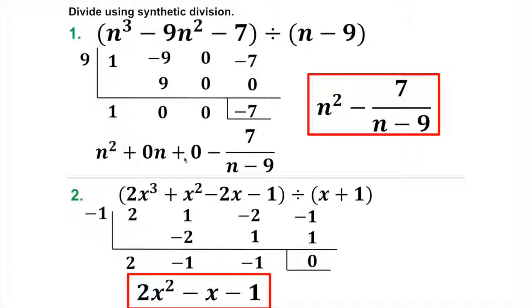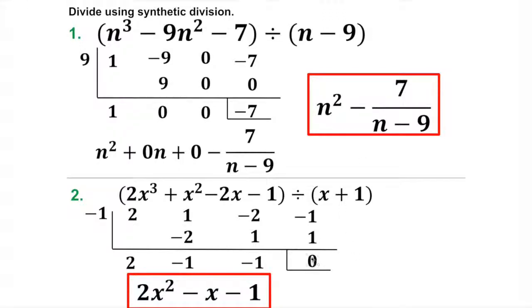I like to do that. It makes it very clear to me. 0n plus 0. Well, we don't write 0. 0 times n is just 0, and then we don't write the 0 here. So notice how I condensed this here. I've got n squared minus 7 over n minus 9. Okay, I just condensed that down because that's going to be your answer here.